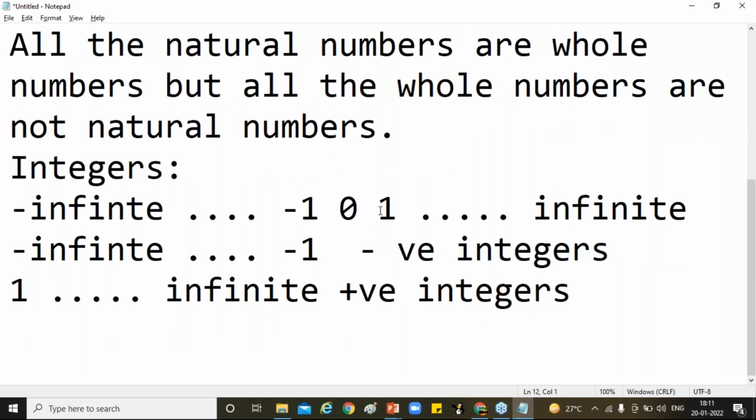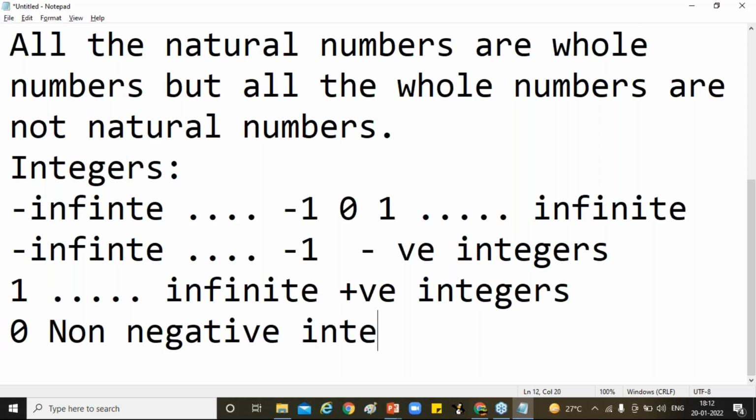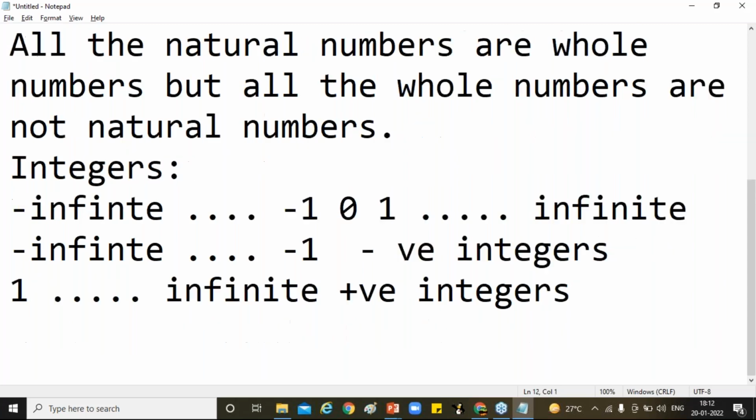Clear? So minus infinity to minus 1 are called negative integers, and 1 to infinite are called positive integers. 0 does not come under positive or negative integers. So 0 is called a non-negative integer. 0 is not a positive integer, not a negative integer. Understood all of you? Clear?